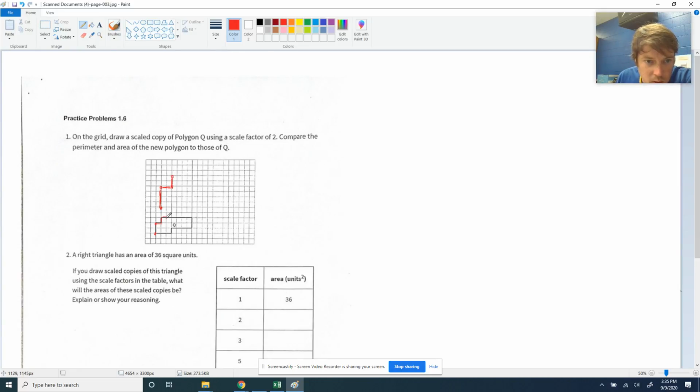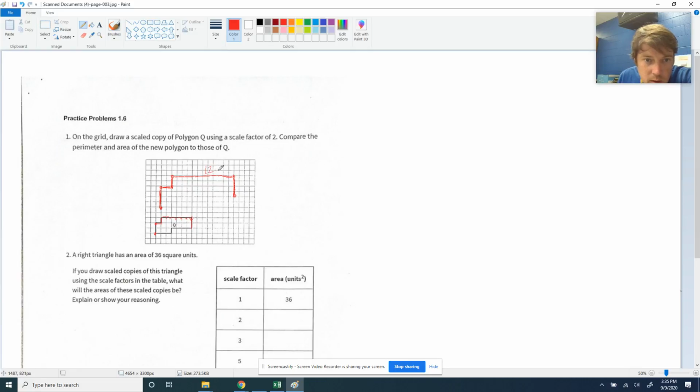Now, they went over 6, so we're going to have to go 12. 1, 2, 3, 4, 5, 6, 7, 8, 9, 10, 11, 12. Okay, the longest side. Here we go. Let's see how straight of a line I can draw. Not too bad. Okay, and then from that point, they went down 2, so 1, 2, 3, 4, down 4.